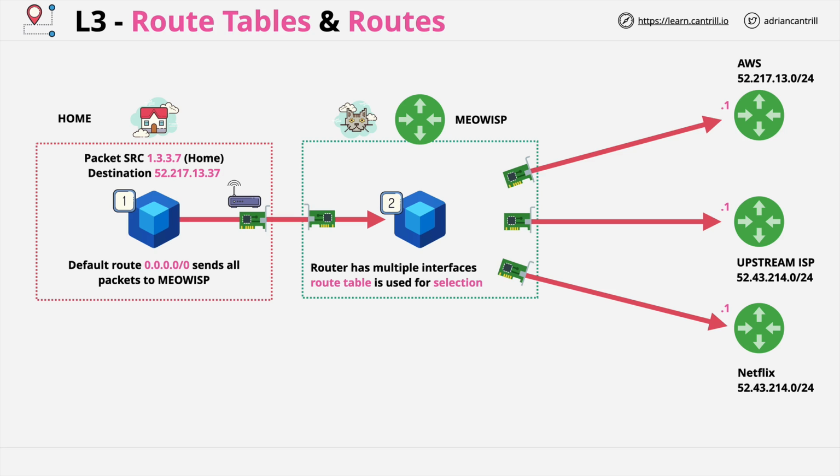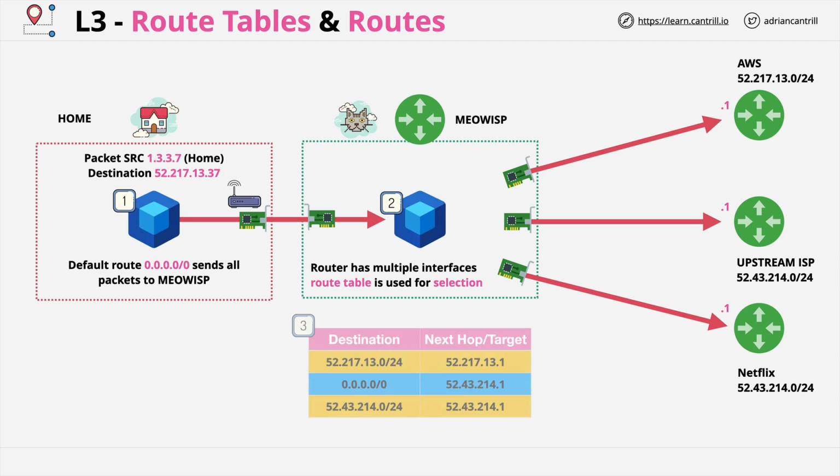So how does the ISP router inside Meow ISP know where to forward your data to? Well, it uses routes and route tables. Every router will have at least one route table. It could have more, which are attached to individual network interfaces. But for now, let's keep things simple and assume that the router within our ISP has a single route table, and it will look something like this.